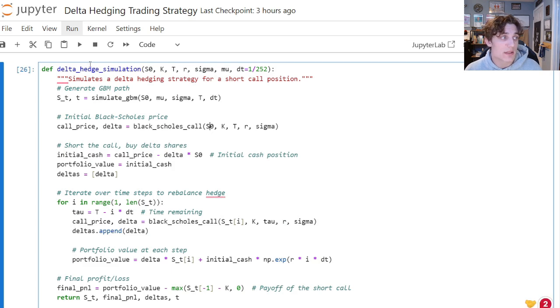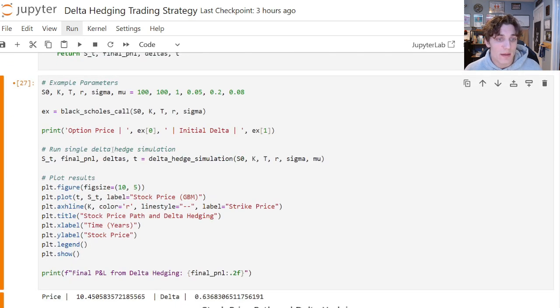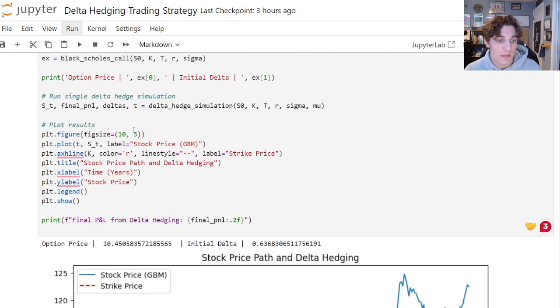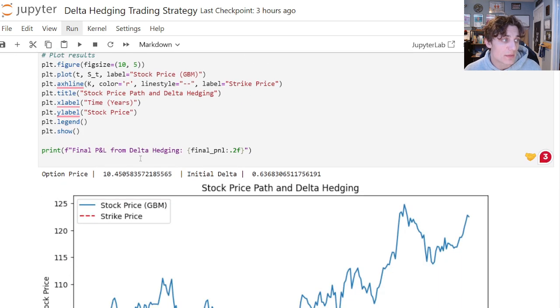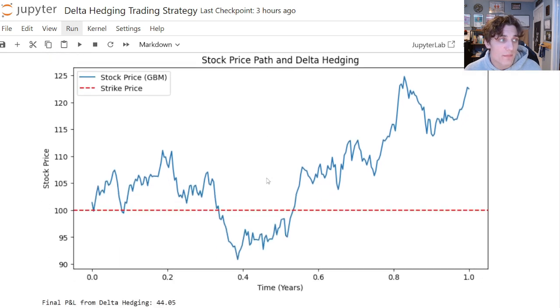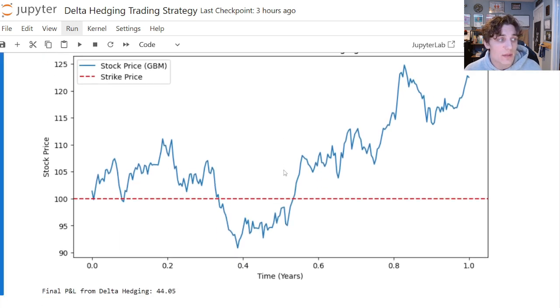So I have this function to simulate a delta hedge. I'm going to run it under this parameter set here. So I have a spot price of 100, strike of 100, time to maturity of a year, 5% risk-free rate, 20% vol, and then an 8% drift. Our option price is going to be 10.45. Our initial delta is roughly 64%. And here is one possible outcome.